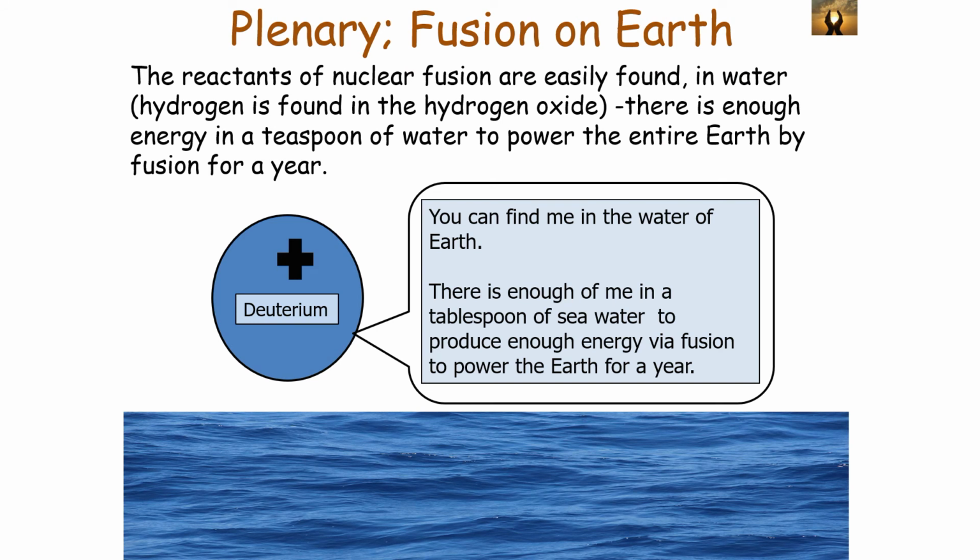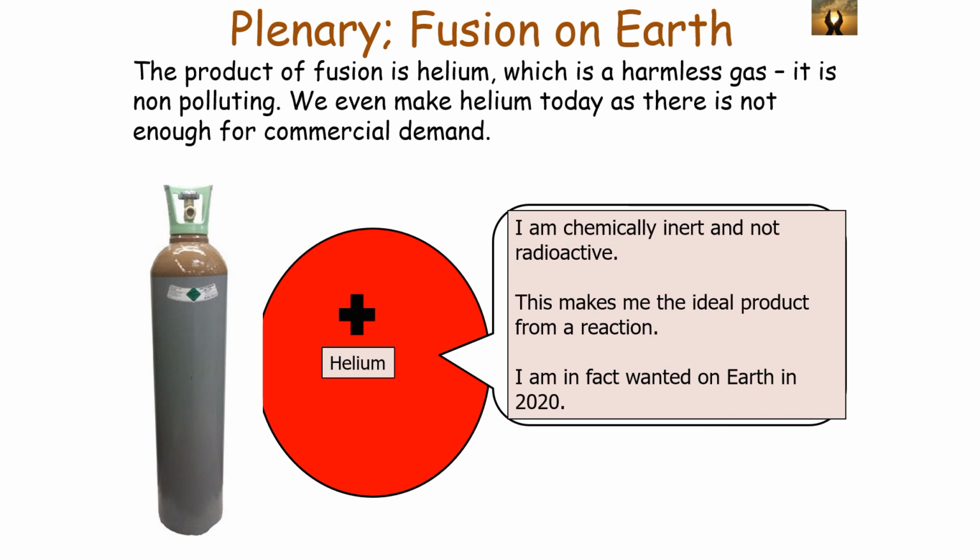Now, the reactants of nuclear fusion are easily found in water, because hydrogen is found in the hydrogen oxide of the water, and there's enough energy in a teaspoon of water to power the entire Earth by fusion for a year. So you can actually find the hydrogen we need for fusion in the actual water of the Earth. Now the product of fusion is helium, which is a harmless gas. It's not a pollutant, it doesn't cause climate change. We even make helium today as there's not enough for commercial demand.